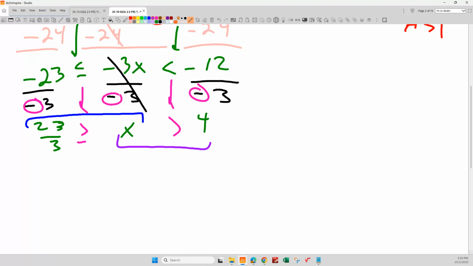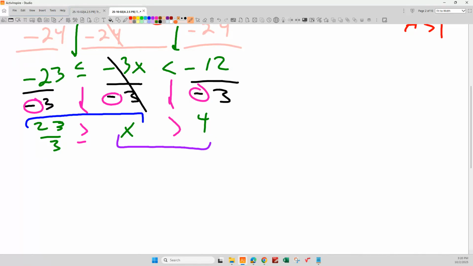Well, 23/3, if I type that in a calculator, I get something like 7.6 repeating, right? I get 7 point something. That's bigger than 4. So what's wrong with this statement? It's backwards, right? It's backwards. I want to have the x in the middle greater than the bottom number and less than the big number, right? So I've got to flip this whole thing around.